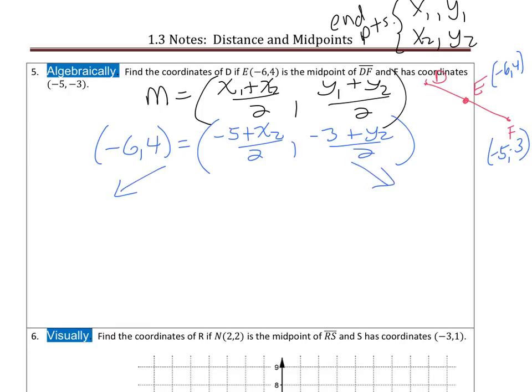So I know that in the x location, -6 equals -5 plus x sub 2, divided by 2. Now if I want to isolate this x sub 2 and solve for it, I see that we're adding a -5 to it, and the whole thing's being divided by 2. So I need to undo this division first, and to do that I'm going to multiply both sides by 2.